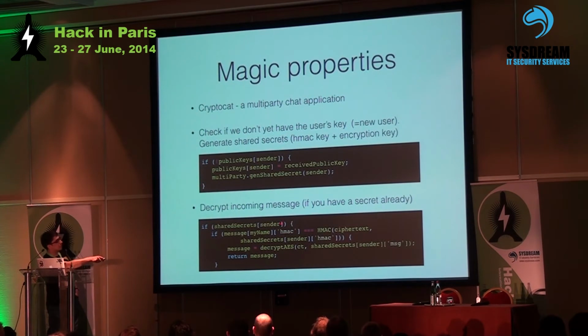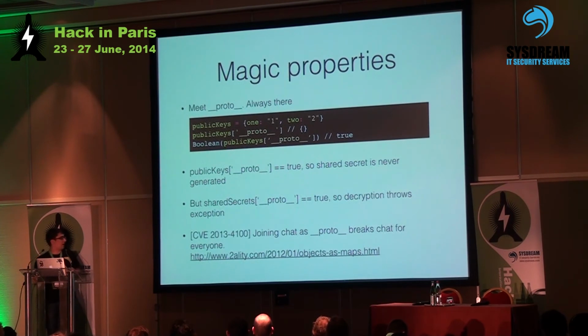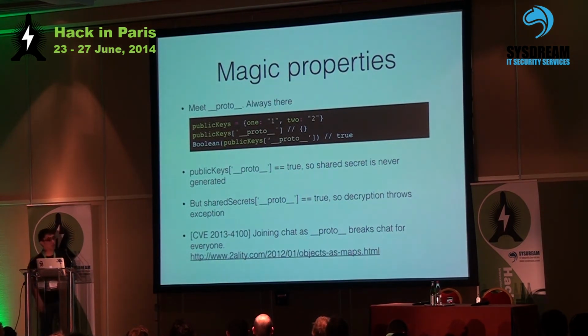The shared secret is actually two keys. It's a key for authentication for HMAC, and the key for decryption. So you first authenticate the message, and then you decrypt it. It all looks sane, but JavaScript is magic. So let's meet user __proto__.